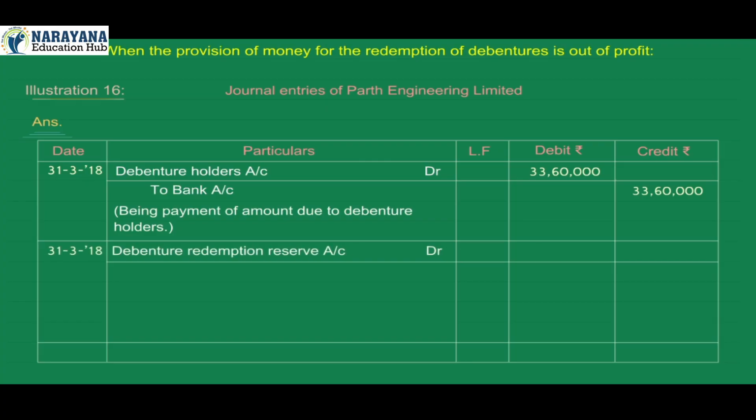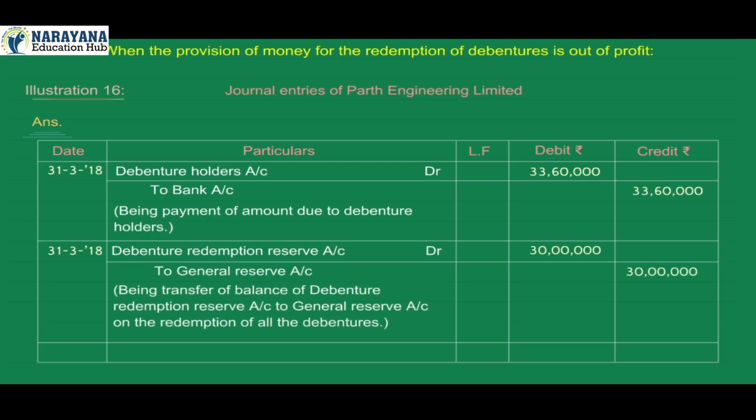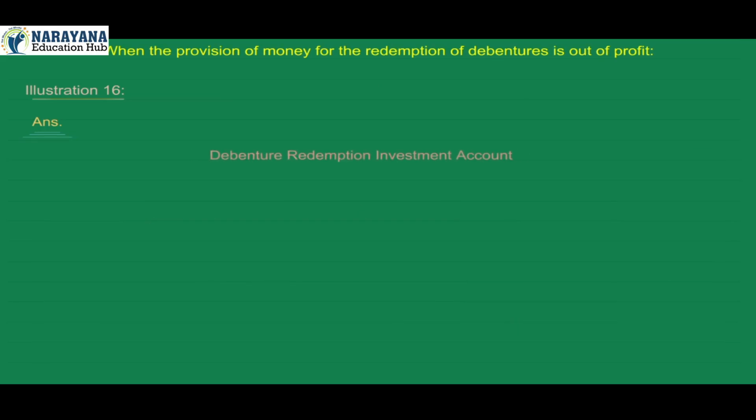31st March 2018. Debenture redemption reserve account debit 30 lakh to general reserve account credit 30 lakh. Being transfer of balance of debenture redemption reserve account to general reserve account on the redemption of all the debentures. Total debit 1,36,20,000. Credit 1,36,20,000. Debenture redemption investment account.